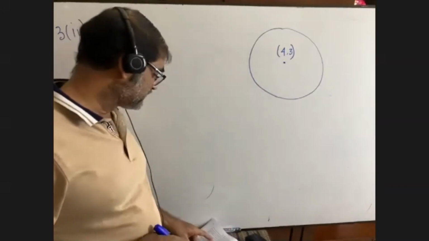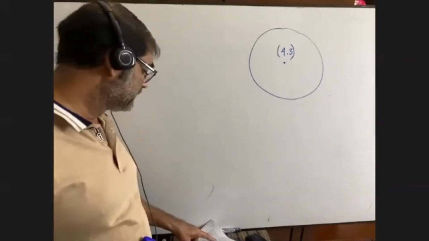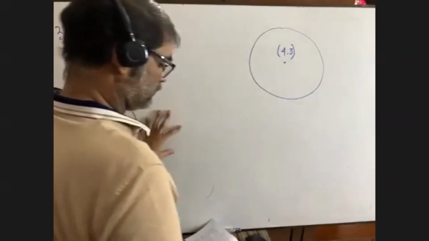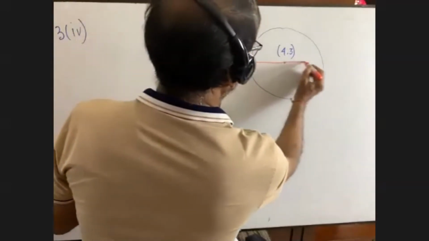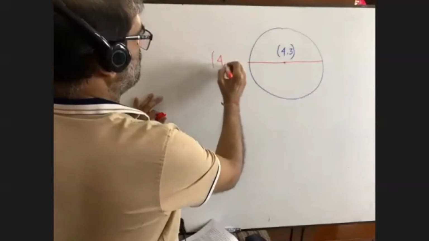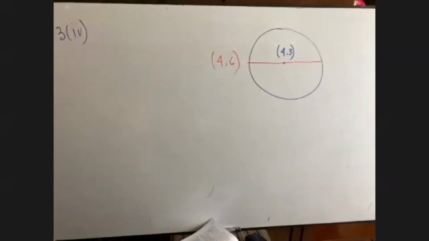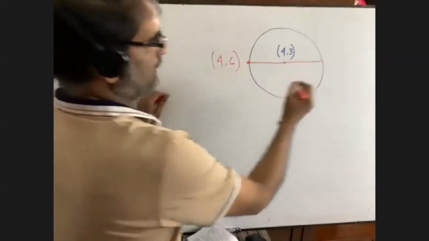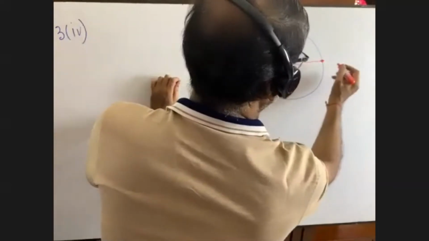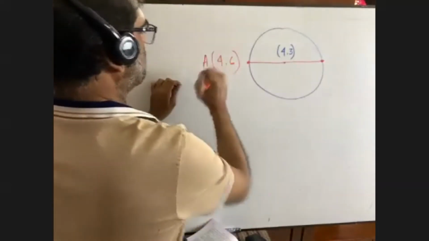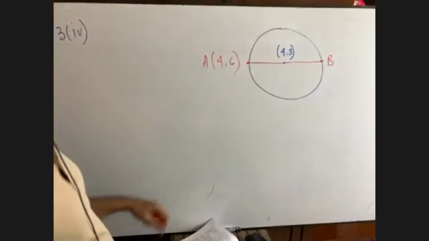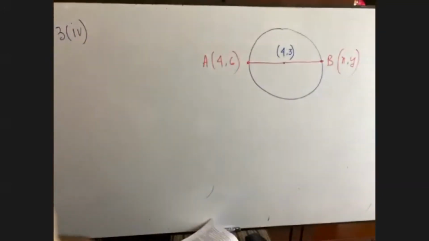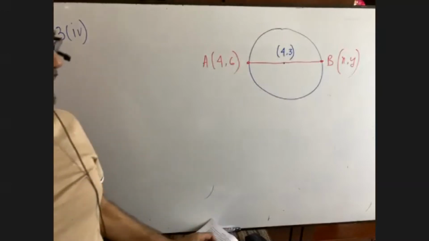The center of a circle is given as 4, 3. Coordinates of one endpoint of the diameter is 4, 6. Suppose it is a diameter, and it is told one of the endpoints. A diameter has two endpoints. One of the endpoints is given as 4, 6, and you have to find the other endpoint. We don't know this. If it is A and it is B, we don't know B. We have to find B. So we let B as X, Y. Now, is it possible to find X, Y?